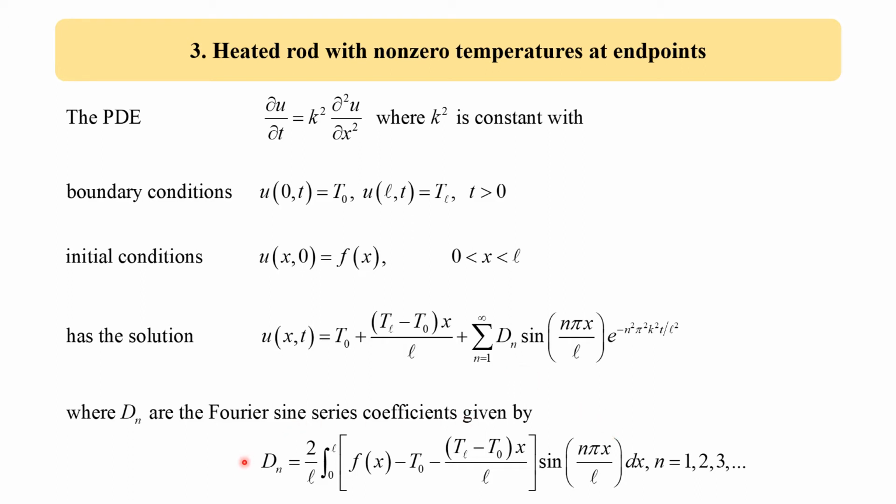So it means that you have to find the Fourier sine series coefficients first. Once you solve this, you substitute into this summation and you will get the solution of u(x,t), where this is the solution of this PDE.